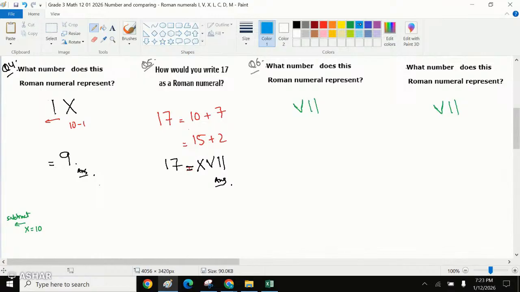Let's suppose LVII, okay? For question number 7, we have another question. Let's make question number 6. I'm doing these two reference questions so that we would know the difference, right? It's very important for us. So VII is very simple. That is 5 plus 2, that is 7. Very simple. How about LVII?